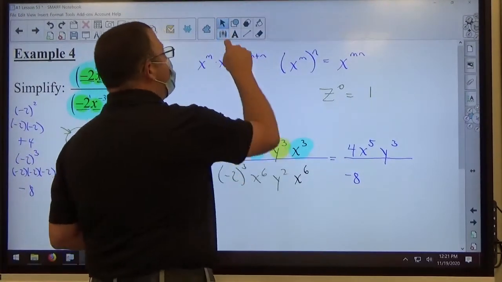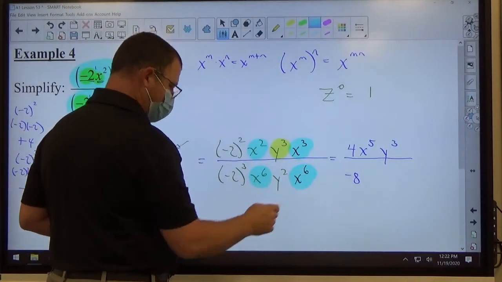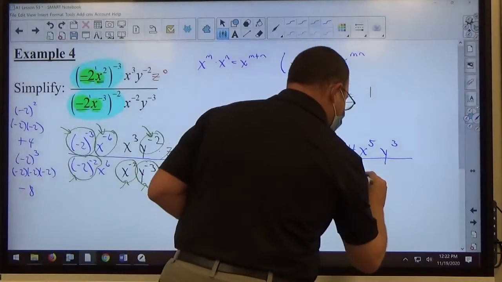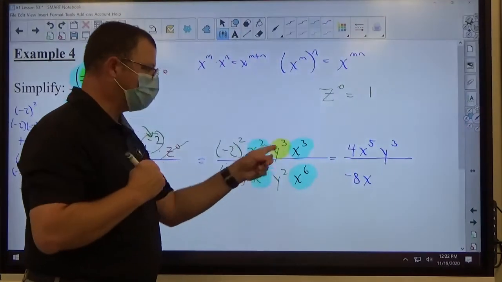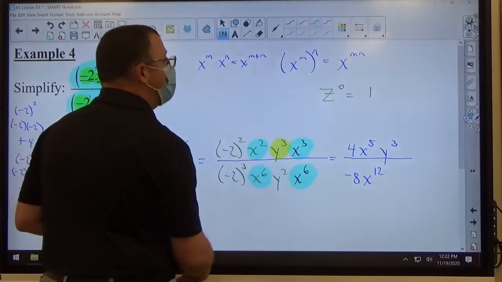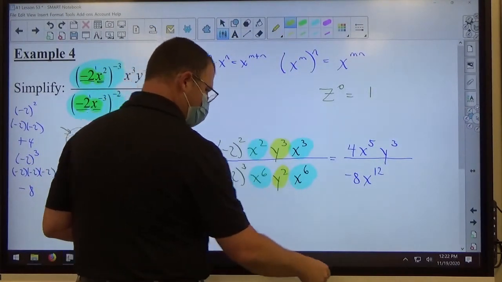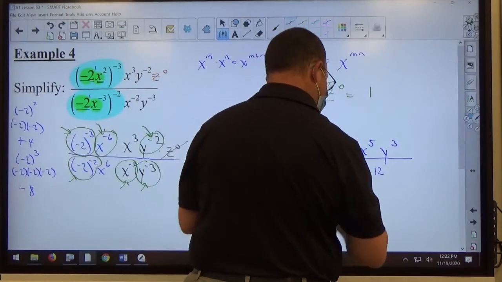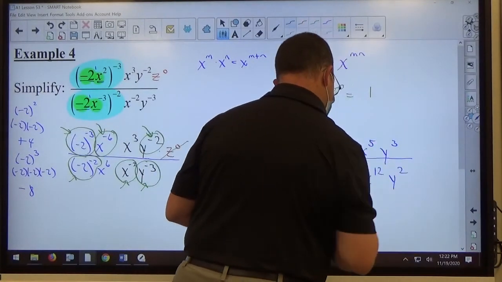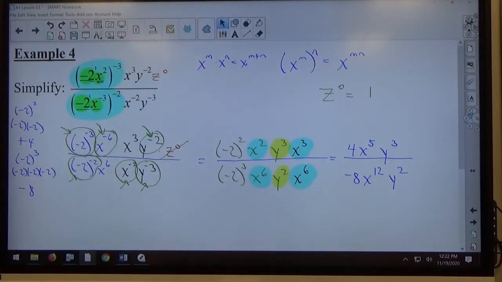And then I'm looking at my x's. I've got x to the 6th. I've got x to the 6th. X matches x, so I get a new x. 6 plus 6 is 12. Look at my y's. I've only got one y object, y squared. So I write down y squared. Nothing happens to it. Okay, and that's how you deal with the multiplication step.